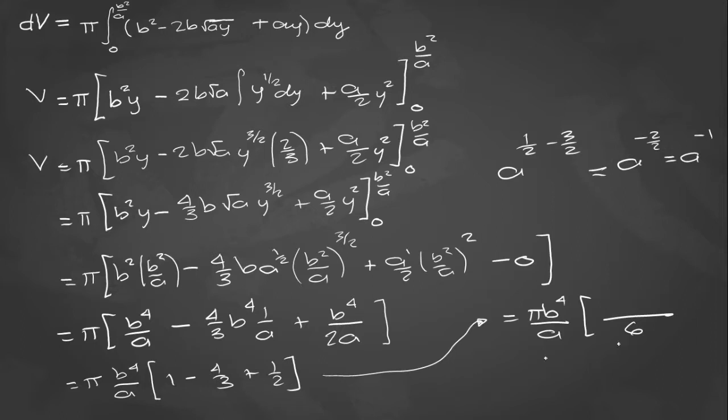So we have 6 multiplied by 1 is 6, minus 6 divided by 3 is 2, multiplied by 4 is 8. 6 divided by 2 is 3, multiplied by 1, 3. So simplifying, 6 minus 8 is negative 2. Negative 2 plus 3 is 1. So we are left with volume is equal to pi b to the fourth over 6a cubic units. This is our answer.